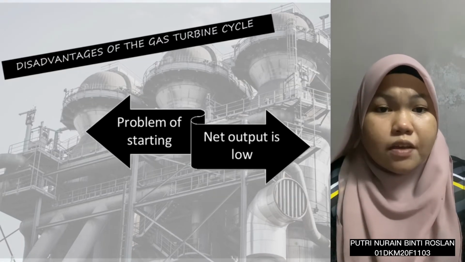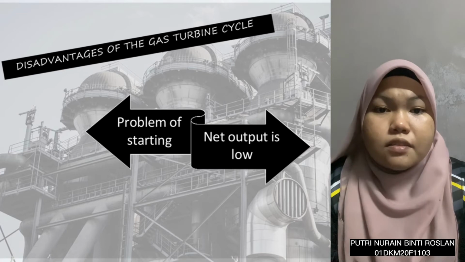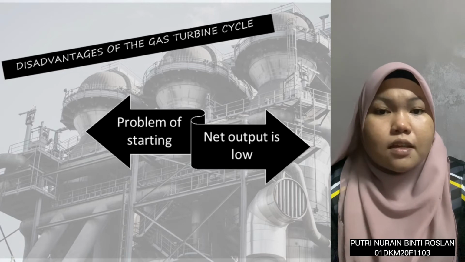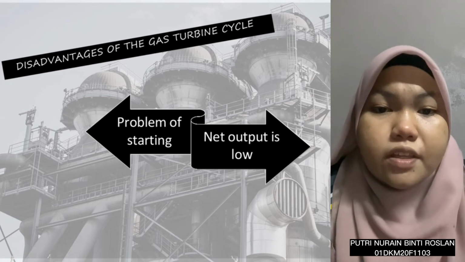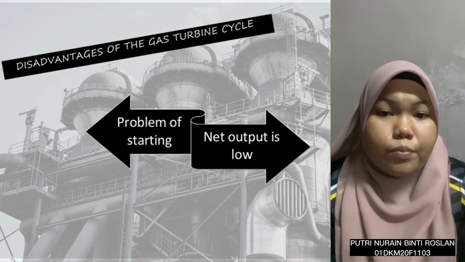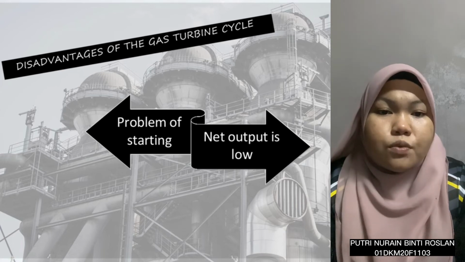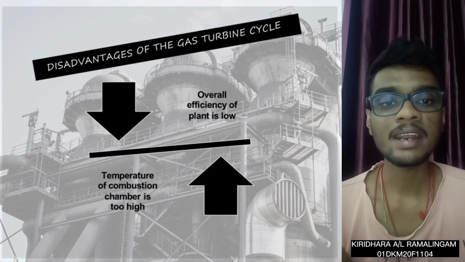Next, we talk about the disadvantages of the gas turbine cycle. Firstly, the problem of starting. The compressor needs to be operating, thus an internal source of power is necessary. This causes some difficulties in starting the gas turbine power plant. Next, net output is low in a gas turbine power plant. The greatest power is used to drive the compressor in the power plant. This causes the net input to be higher than usual, which makes the net output of the gas turbine start decreasing.